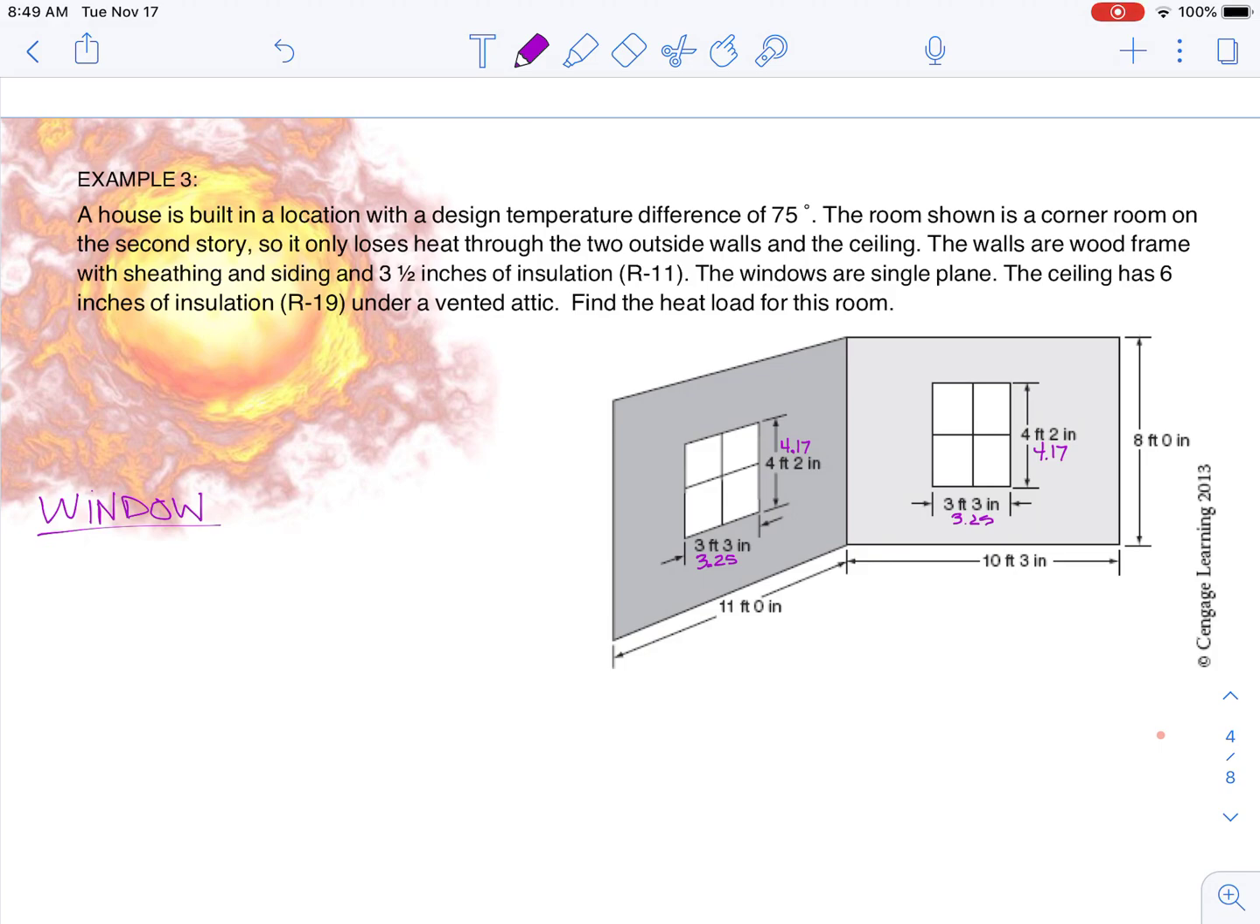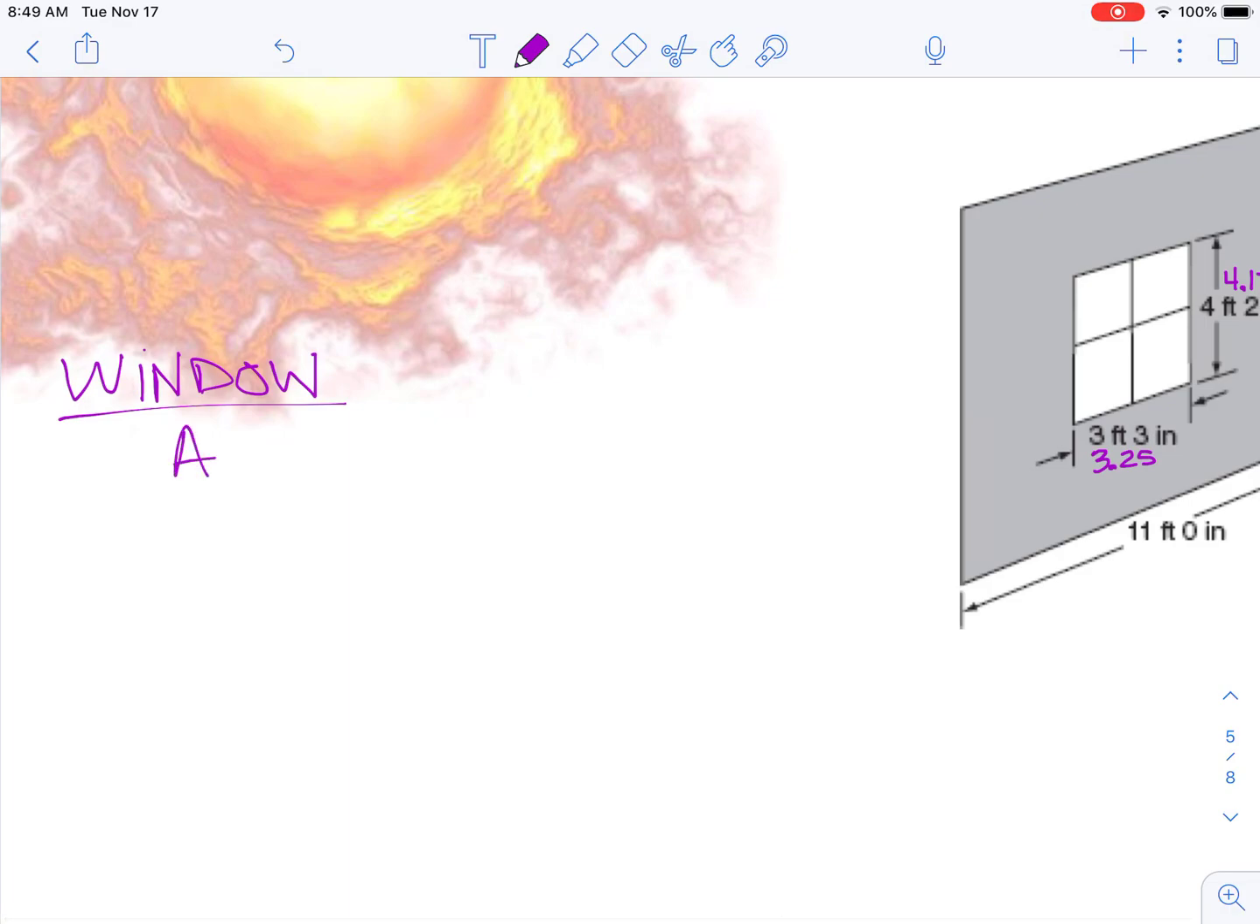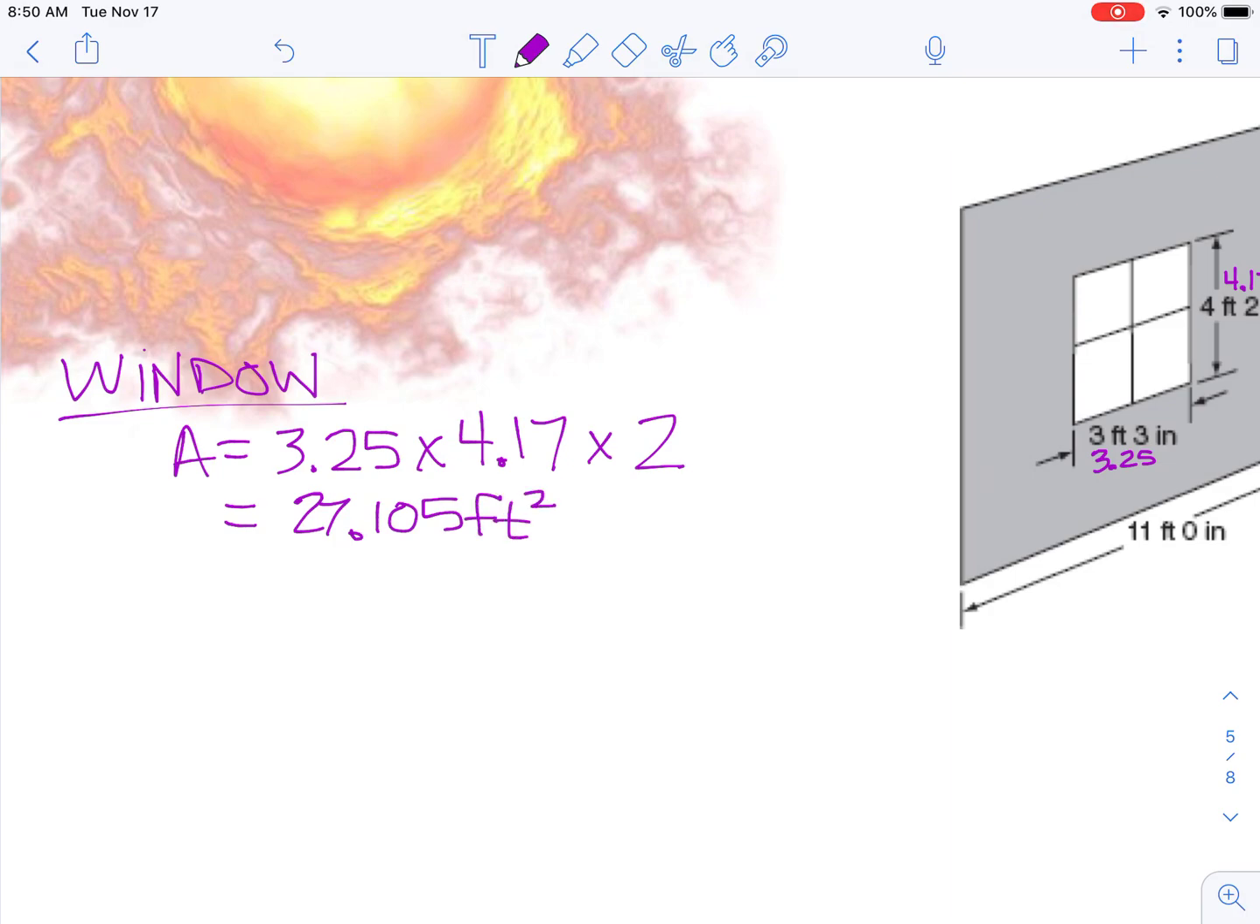So the area of the window would be 3.25 times 4.17, and there's two windows that are exactly the same. So 4.17 times 3.25 times 2 means that our windows are 27.105, and this would be feet squared.